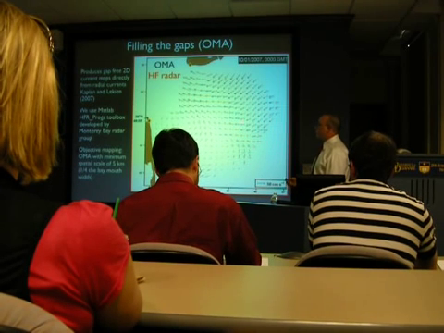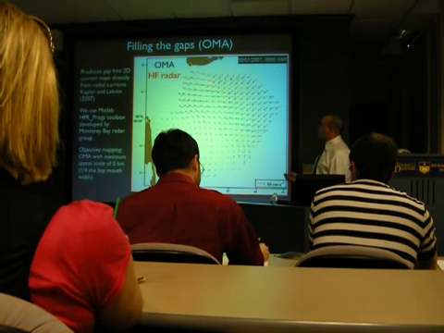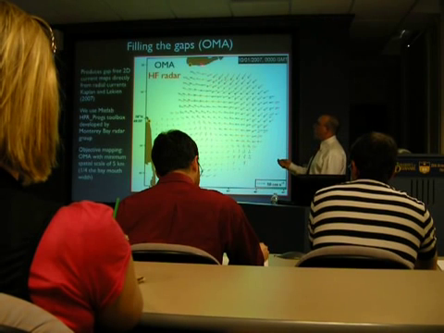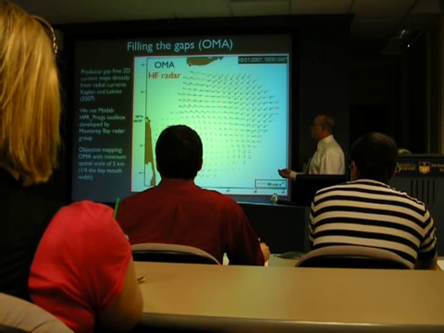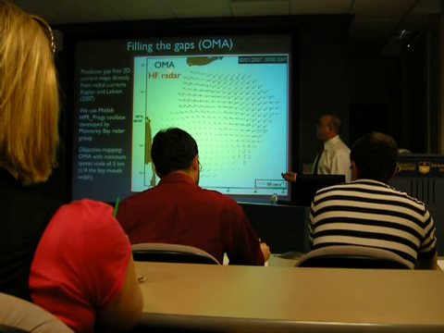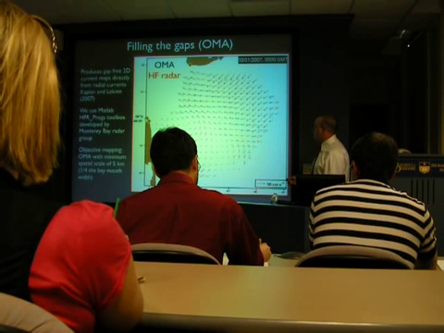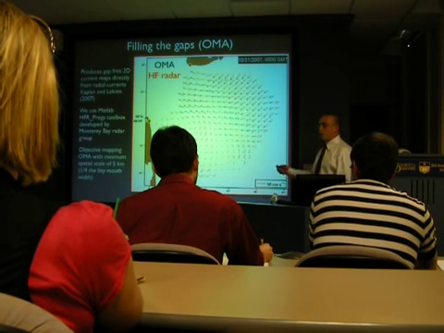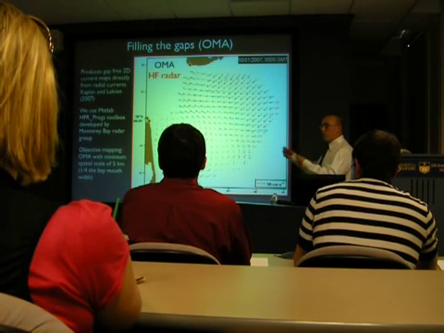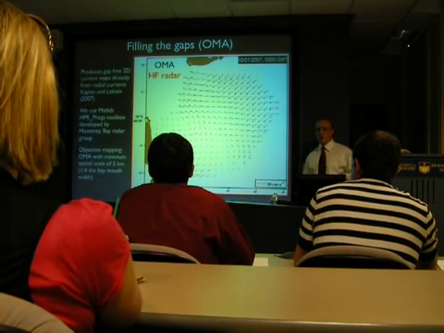So what we're showing here is just an example vector comparison between the OMA and the HF radar, the OMA being the black vectors and the HF radar being the red ones. We can see we have a relatively good comparison over the majority of the domain. So really this is just a tool for filling in the gaps in the HF radar record.